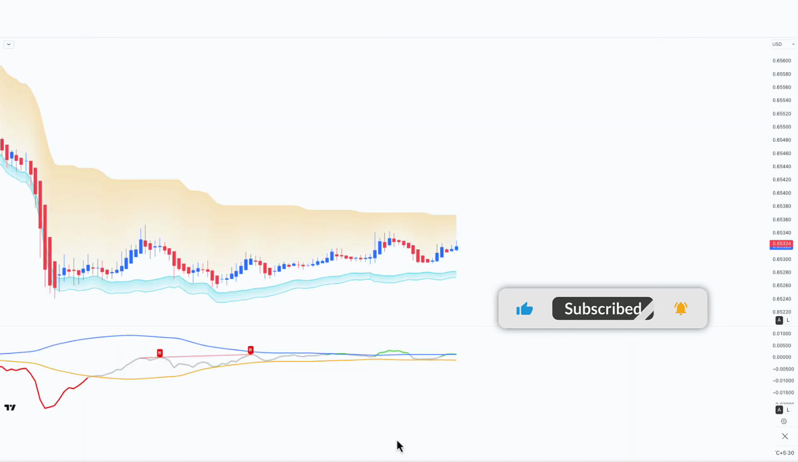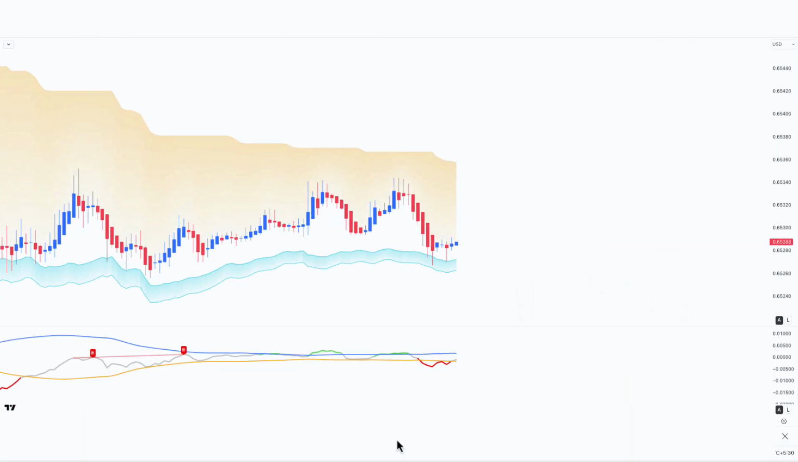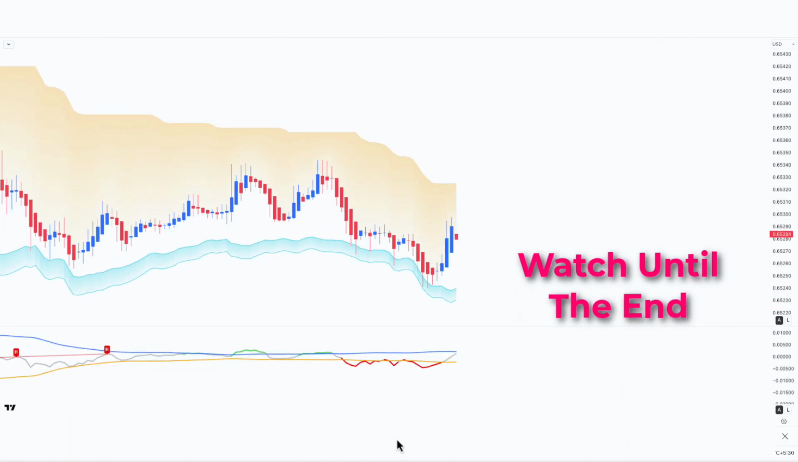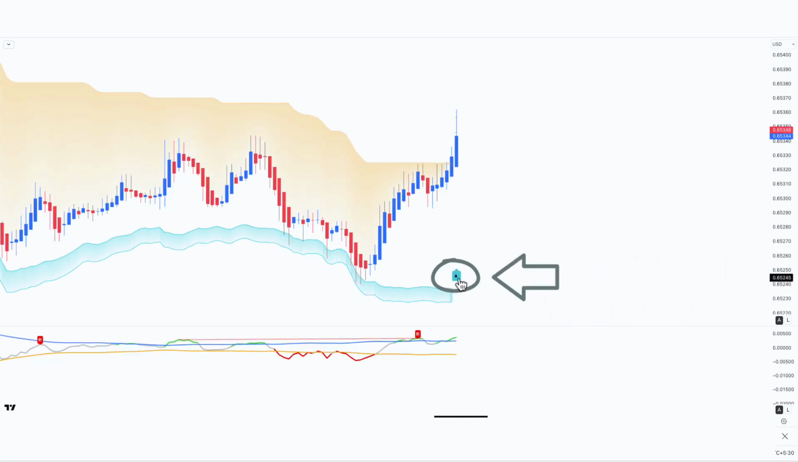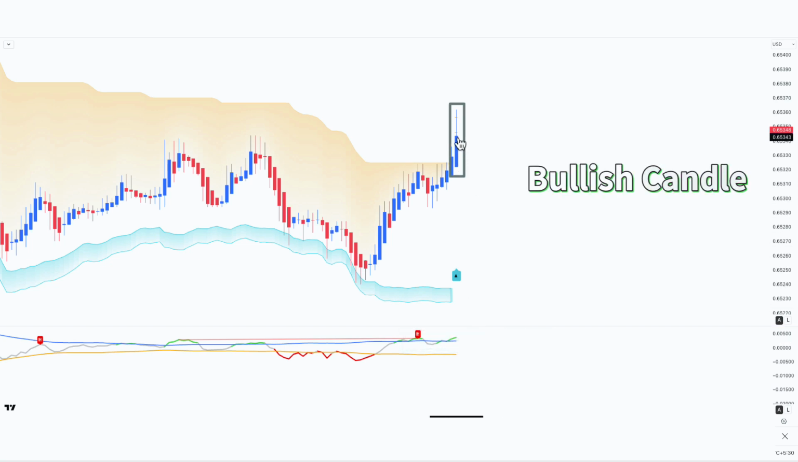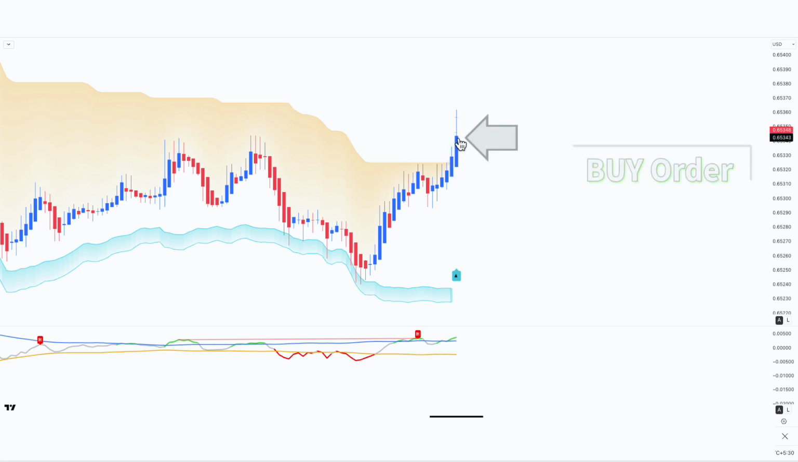Now our setup is ready. Let's see how we use these trading setups. When the Kalman Step Signals arrow of this indicator is a buy signal, the green line of Kalman Filter Rock should be above the blue line, and the market forms a bullish candle. If this condition is fulfilled, then we will place a buy order.